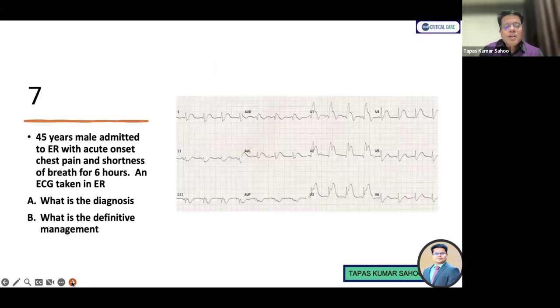Correct? A 45-year male admitted to the ER with acute onset chest pain and shortness of breath for 6 hours. An ECG taken in ER. What is the diagnosis? What is the definitive management?